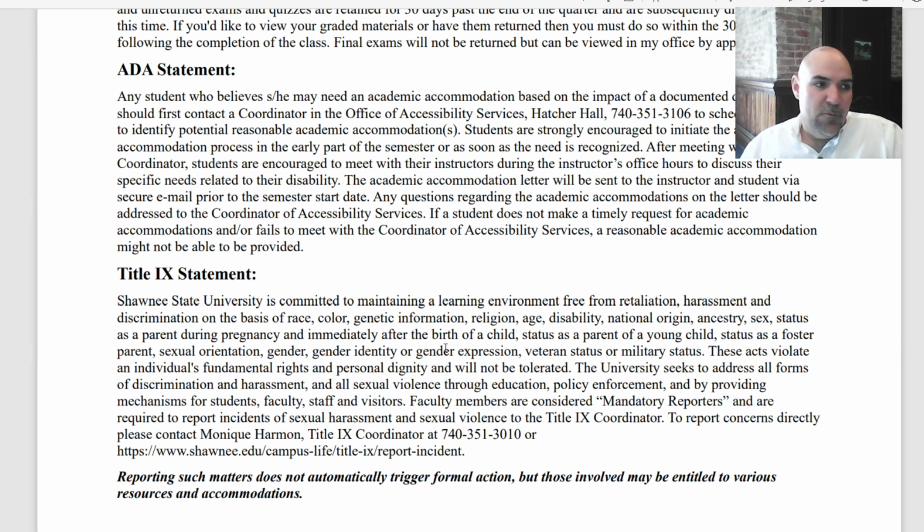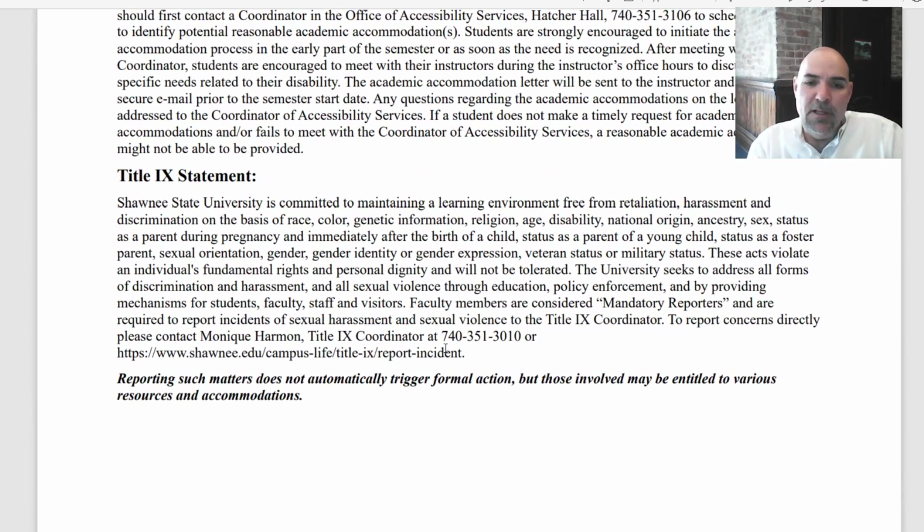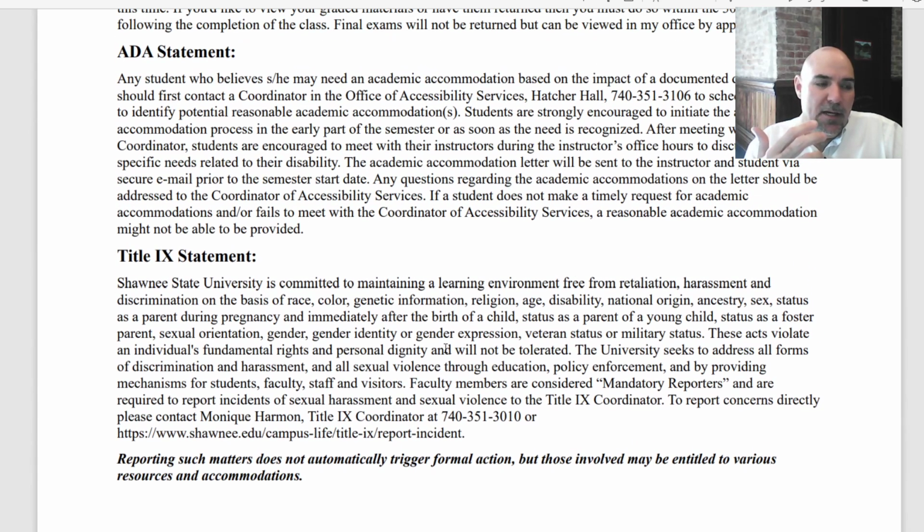Now, reporting something doesn't automatically trigger a formal action, but you or the people involved in that incident may be entitled to some sort of resource or accommodation or help. So if you see something or if you've been a victim of something yourself, reach out and get help with that. And you can even talk to me about that later if you want to. But note that if you talk to me, it's important for me to not keep something quiet. I'm required to report those things to Monique and talk with her.